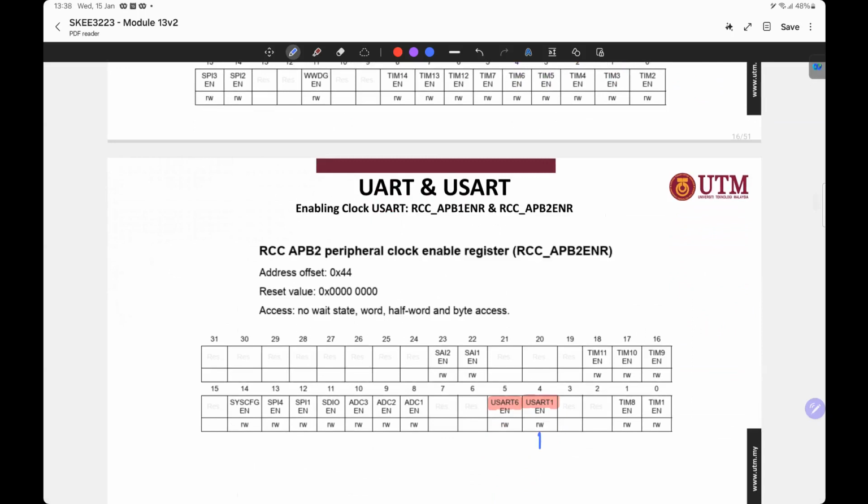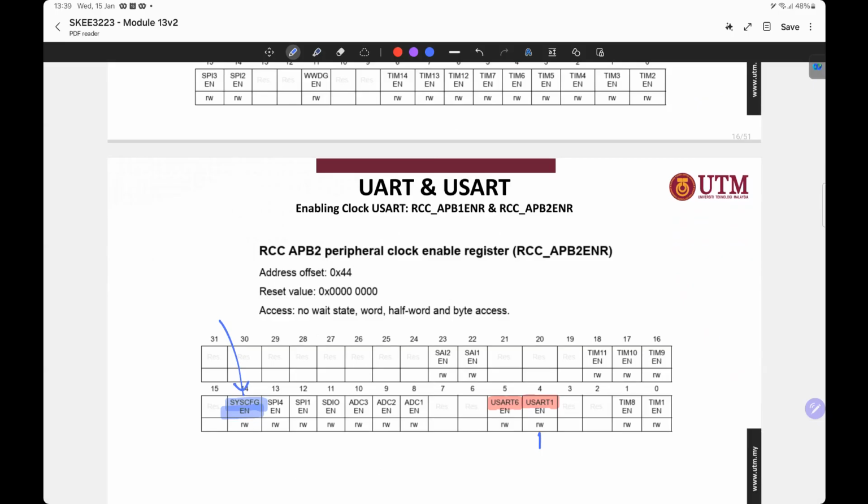Okay, and here, this APB2 ENR is also used when you're going to do the interrupt programming. Remember back the SYSCFG. Every time you're going to do an interrupt, you need to enable this as well, the SYSCFG configuration as well.